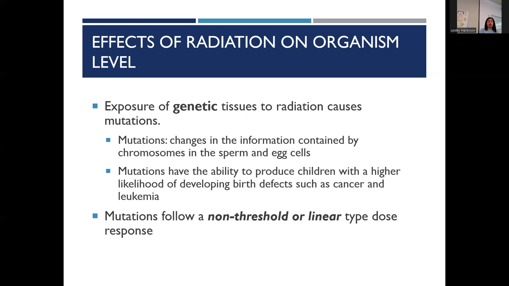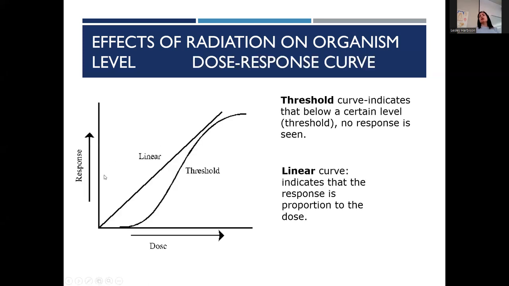Mutations follow a non-threshold, or linear, dose response. This picture shows the linear curve. It doesn't matter how much dose: the minute you start dosing, you get a response. Whereas with a threshold curve, there's a little lag before you get a reaction. A threshold curve indicates that below a certain level, no response is seen. Linear indicates that the response is proportional to the dose, so you get a response right away. We think of threshold along the lines of somatic tissue, and the linear curve for genetic tissue.